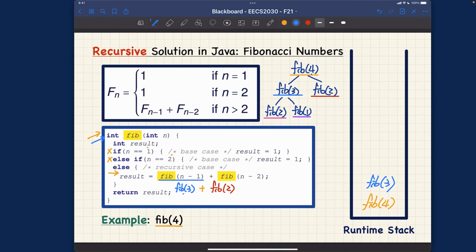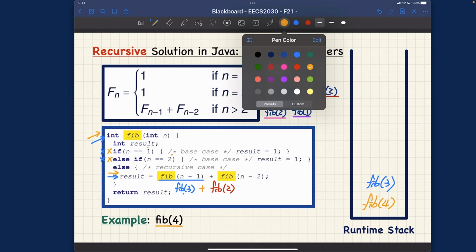All right, so Fibonacci of 3, and also 3 is not equal to 1, it's not equal to 2, so we are also going to bypass the 2 base cases. And we're going to execute this recursive case for the second time. And now in this case, you can see we're now here. That one there is going to be further split into 2 recursive calls, which will be the following.